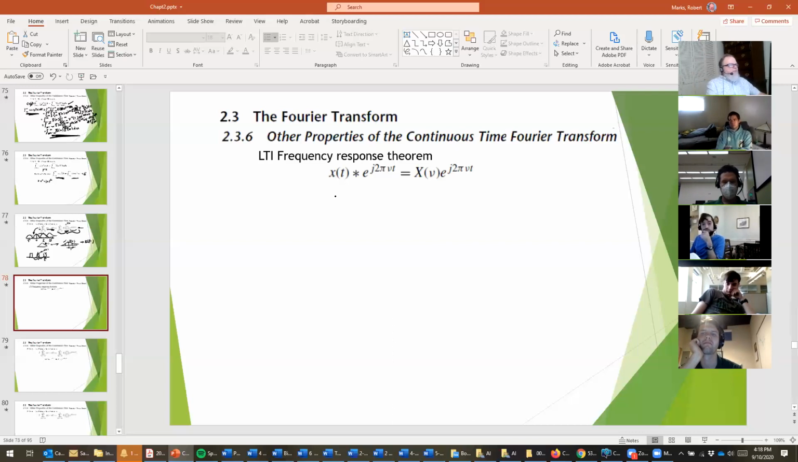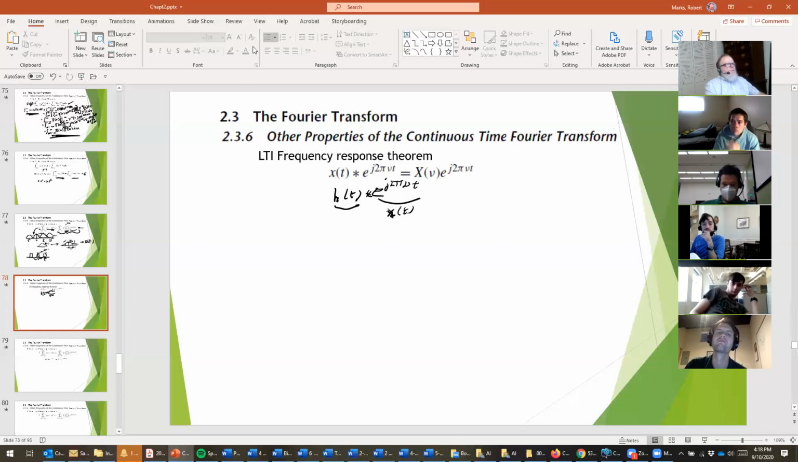Usually you see this as follows. You usually see it as h of t convolved with e to the j 2 pi nu t. It should be a convolution. Usually we think of h of t as the impulse response of the filter. You remember this? And here, this is going to be the input, x of t. So we're going to have x of t be a sinusoid, which is the input.